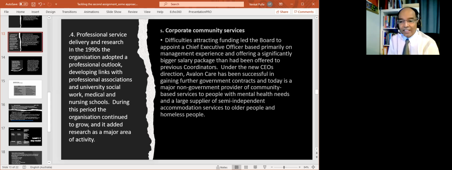So then they felt that we need to corporatize ourselves. Difficulties attracting funding led the board to appoint a chief executive officer based primarily on management experience and offering a significantly higher salary package than had been offered to previous coordinators. I can live with that, because I was one of those once upon a time in a community organization, closer to that time of changes.